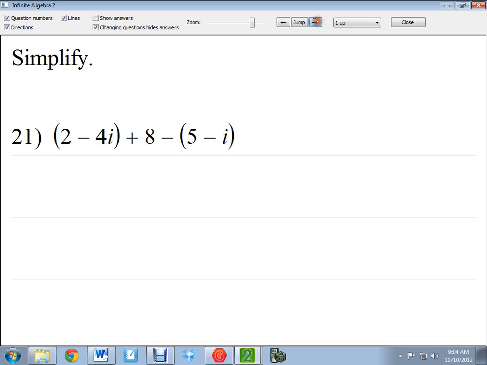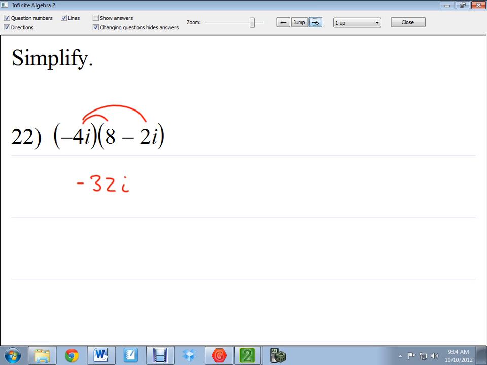The more complicated ones are when it comes to multiplication. This is done just like a distributive property problem. Negative 4 times 8. Well, negative 4 times 8 is negative 32, but there is an i involved with that. And negative 4 times a negative 2i would be a positive 8, but we have the i's. i times i is i squared.